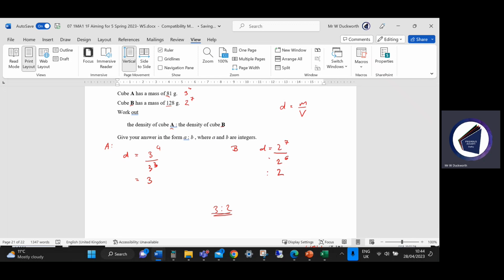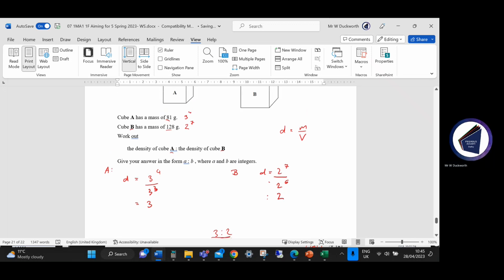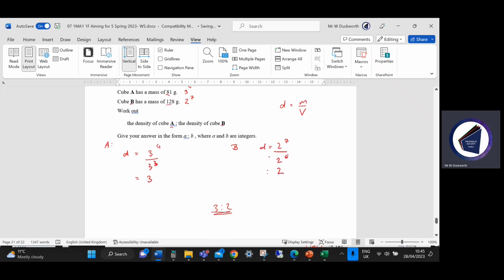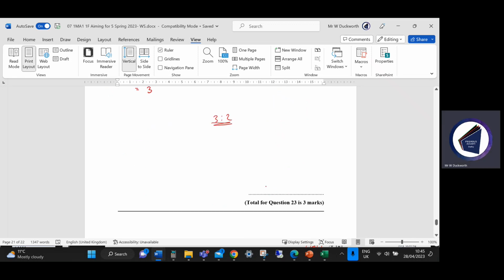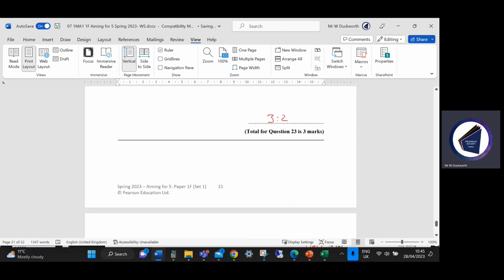I've done it that way to just keep the maths simple. I've used my knowledge of indices to save me actually having to work out anything further than that. So there we go, 3 to 2. And that's it for that page.